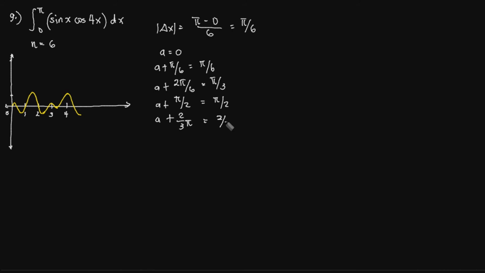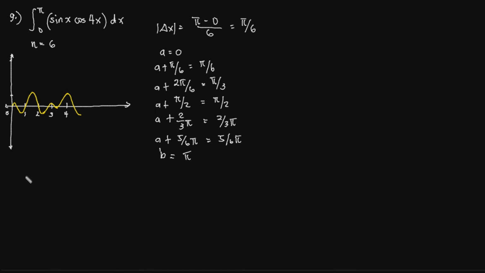So 2/3 pi, and then we still have 1, 2, 3, 4, 5, we still have 2. So the next one is 5 over 6 pi. And then finally, your b, actually b na yun, is equal to pi. Okay, so that's it. From 0 to pi, we have 6 partitions. These are the endpoints of those rectangles.